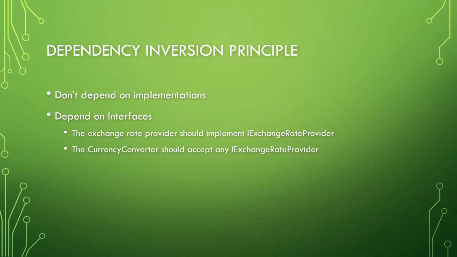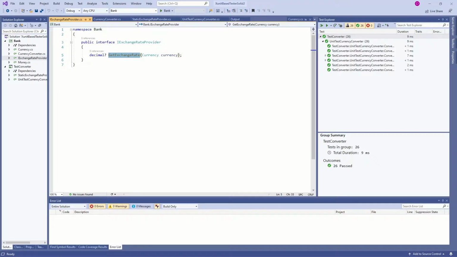So let's go ahead and do that. Let's make our code more SOLID, specifically by applying the dependency inversion principle. So first, we're going to have to extract an interface for the exchange rate provider. Remember there was only one public method? Well, here it is, GetExchangeRate. So that's it. We now have our interface, IExchangeRateProvider.